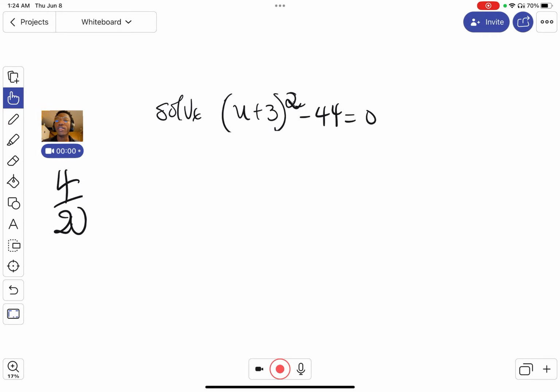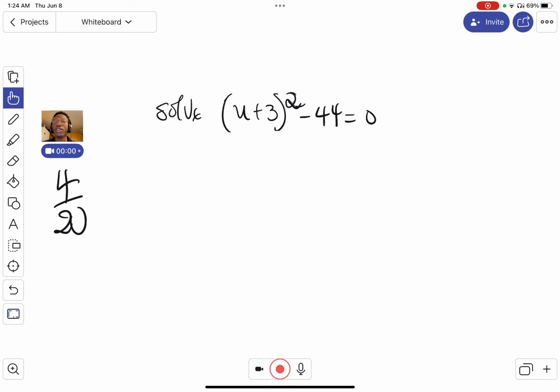Alright, so right now let's go for column 4 over 20. So right now we pretty much have the same thing, which is (u + 3)² − 44 = 0. So the first thing that we're going to do is isolate our terms. And the second thing that we're going to do is get the square root of each side and then solve our problem. So first of all, let's start by isolating our terms.